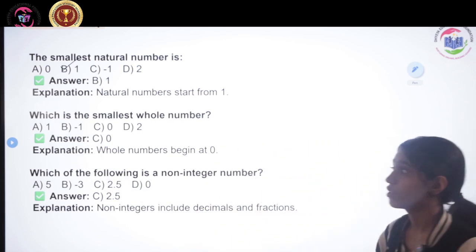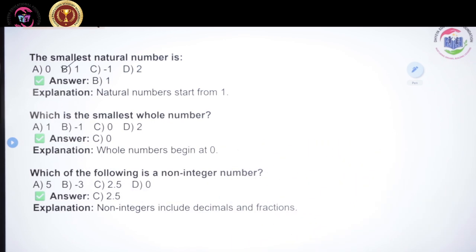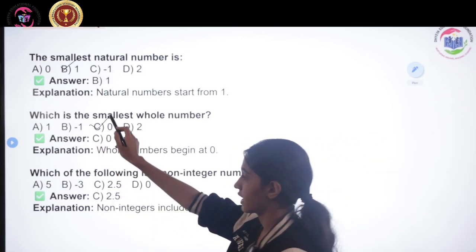Which is the smallest whole number? Option A 1, B minus 1, C 0, D 2. Which one is the smallest whole number? Can you tell me what the whole numbers start from? Whole numbers start from 0. That means the smallest whole number is 0. Option C is the correct option.